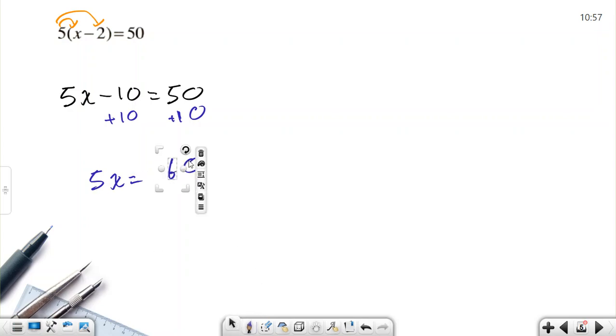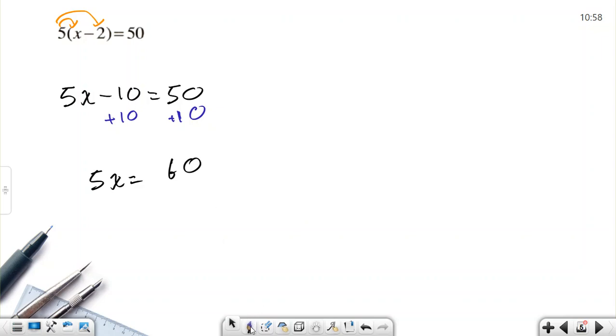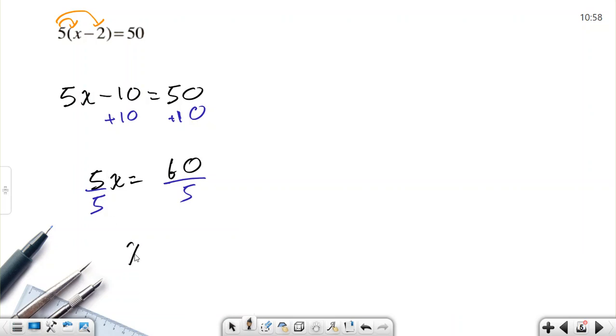Let's change to write the main items with black color. Now there's a 5 multiplied by x. To cancel this multiplication, I can divide by 5. So I will get only 1x. When you divide by 5, 5 divided by 5 is 1, only 1x left. 60 divided by 5 is 12, x equals 12. This is the first way. So what is the second way?